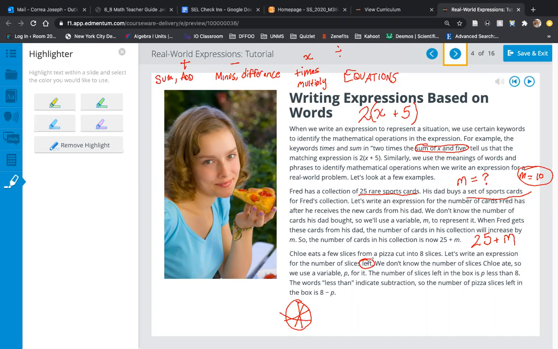So you also got to be careful. Left means how many remain, right? So we started with 8 slices. We're saying that Chloe, again, she ate a few, right? We don't know what a few slices is. So again, that's something I don't know. We represent that with a variable. So what they chose here is they said that they're going to represent the letter P to be how many slices she ate. So if we started with 8 slices and she ate P of them, I would subtract to figure out how many pizza slices are left, right?